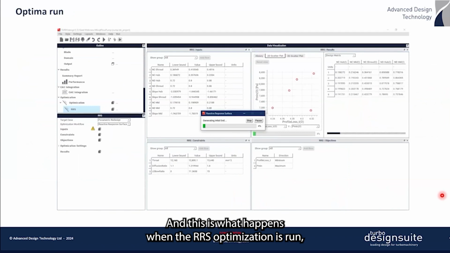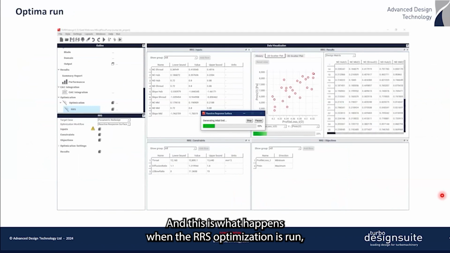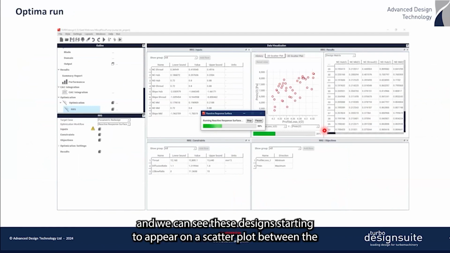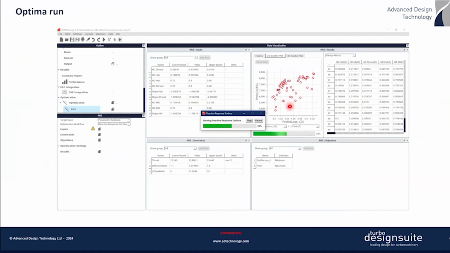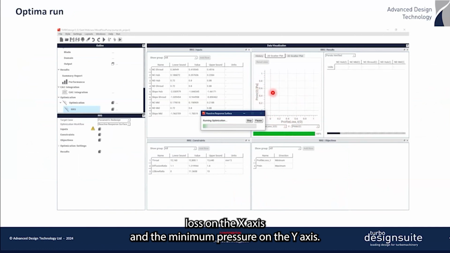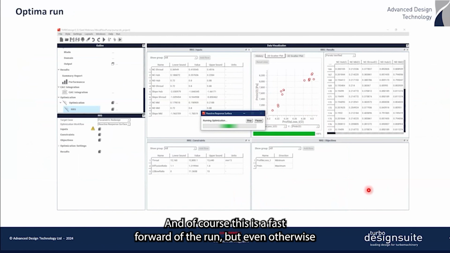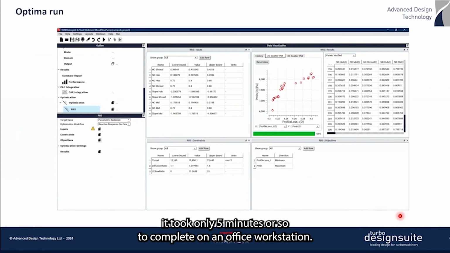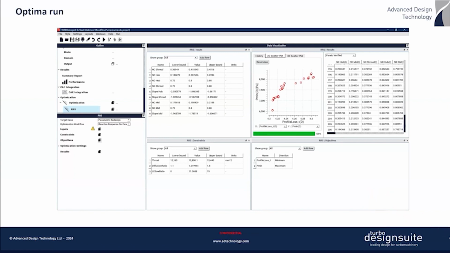And this is what happens when the RRS optimization is run, and we can see these designs starting to appear on a scatter plot between the two objectives, the profile loss on the x-axis and the minimum pressure on the y-axis. And of course, this is a fast forward of the run, but even otherwise, it took only 5 minutes or so to complete on my office workstation.